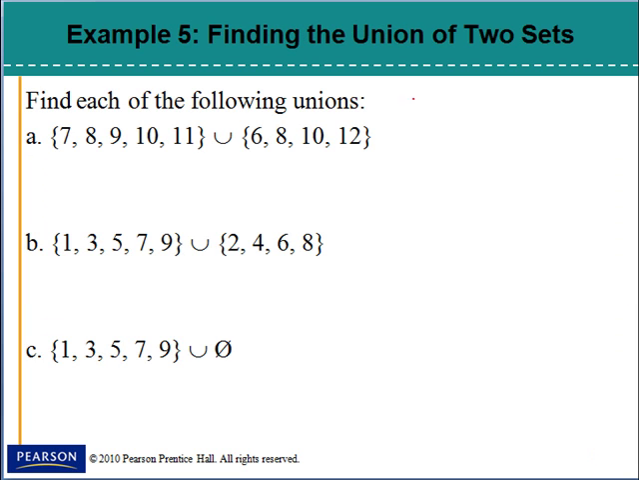Let's try the example. We're looking for the union between these two sets. So we pick any element belonging to either of the two sets. Let's call this set A and this set B. I pick 7, 6, 8, 9, 10, 11, and 12. These are the elements of A union B because these are all the elements belonging to either A or B. It has to be either or, or both.